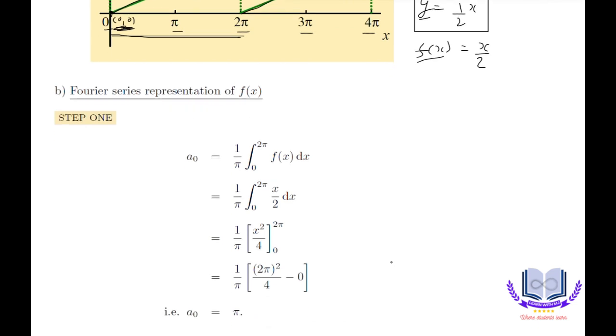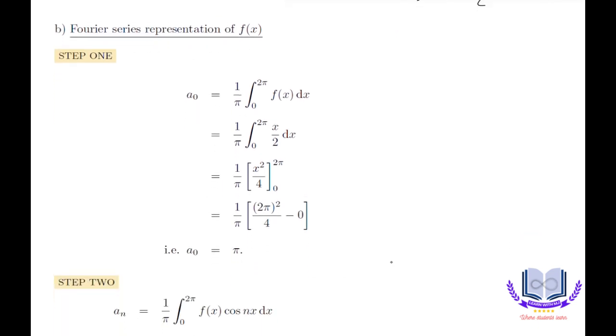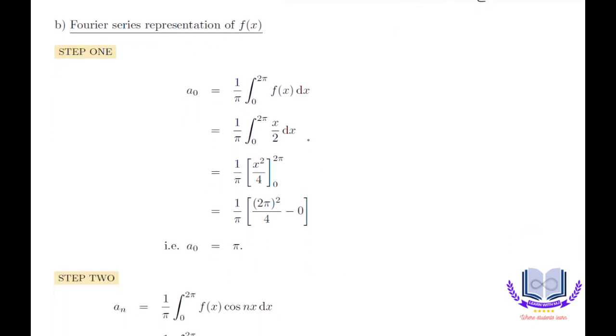So now let's calculate the Fourier series. For the Fourier series, we have to simply find the main three things: a0, an, and bn. In the first step, we will solve for a0. For a0, the formula is 1 by pi times the integral over the given limit of f(x). What is the given limit for f(x)? It is 0 to 2 pi, and we have the function value f(x) is equal to x.